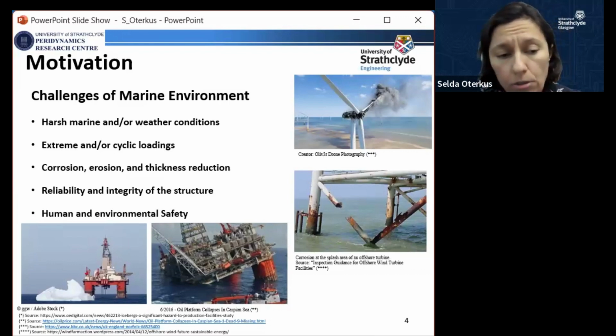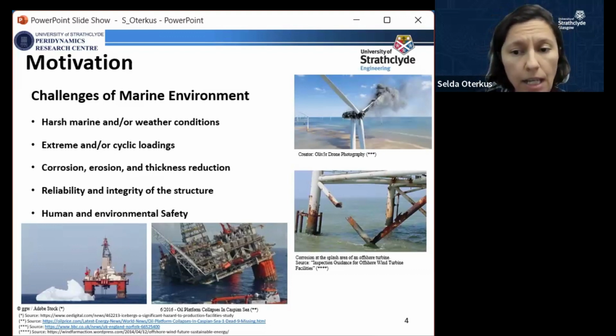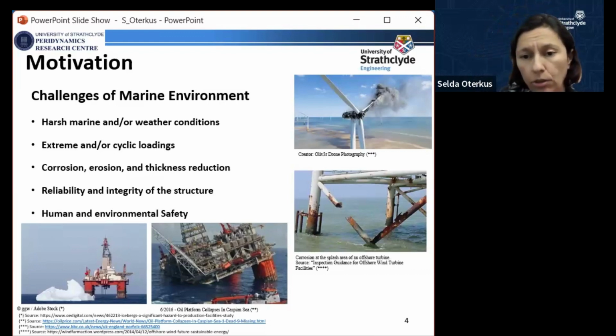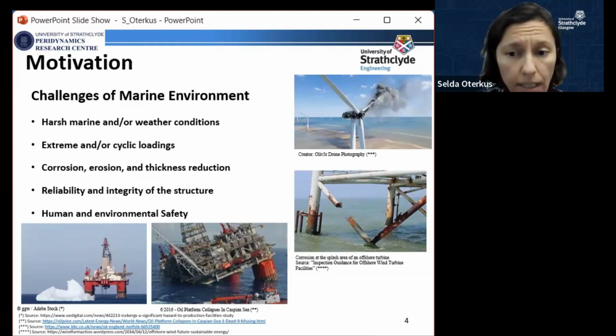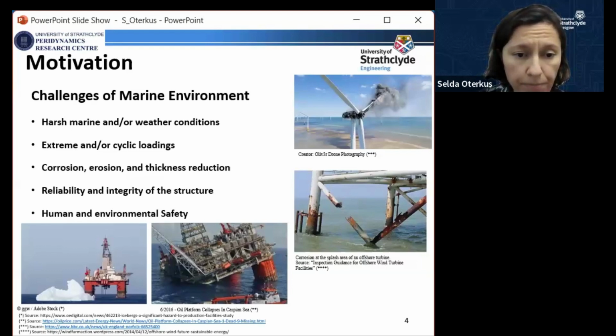In addition to that, unexpected accidents like fire or unexpected weather conditions can also happen during the operation process. And these damage scenarios can have significant effects on the reliability and integrity of our structures. Moreover, this can also create human and environmental safety issues, and it can also cause financial losses.